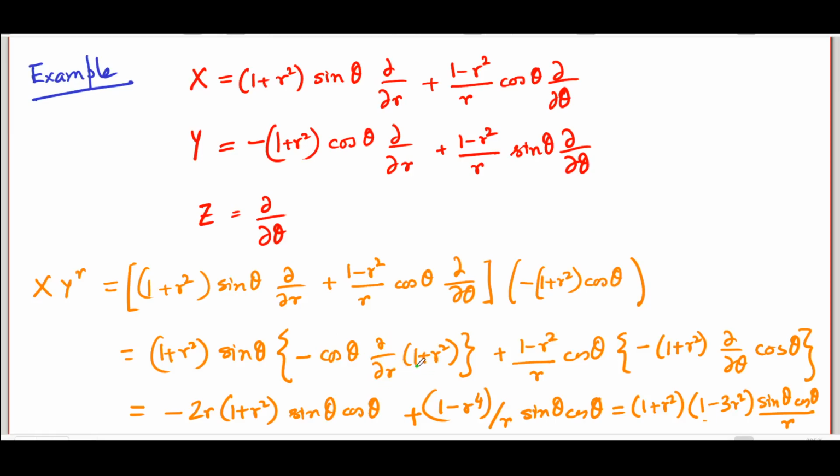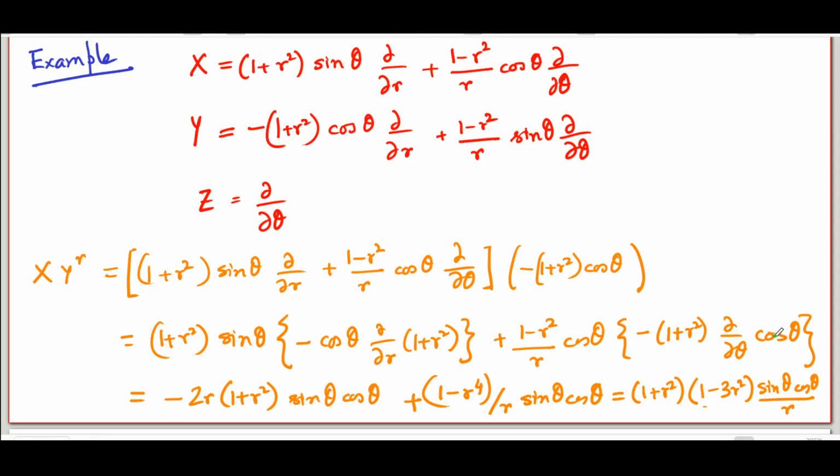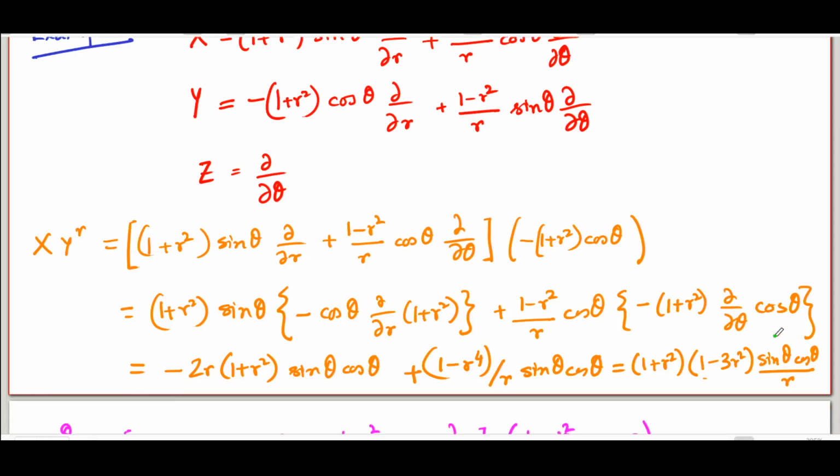That's simply twice r. In the other term, 1 minus r square by r cosine theta gets multiplied by del del theta acting on this, but there of course minus 1 plus r square comes out. We are just going to do del del theta of cosine theta. It's a pretty straightforward calculation. You get 2r from here, so minus 2r into 1 plus r square sine theta cosine theta from this term. Then 1 minus r square into 1 plus r square, 1 minus r square 4 by r. This gives you a minus sine theta, coupled with this minus gives you a plus.